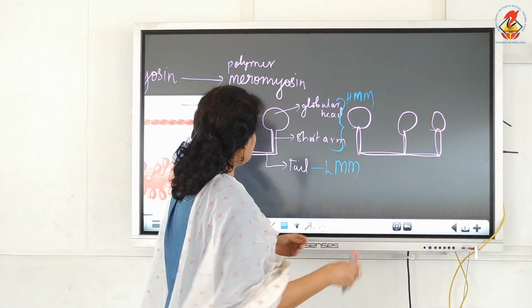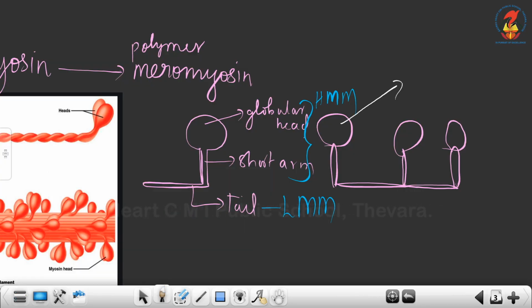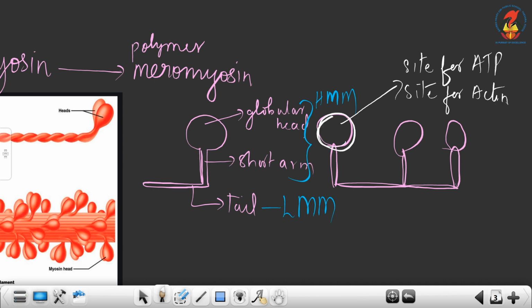And here importantly, the function of the globular head: it is a site for ATP to bind, and also a site for actin. So the role of this globular head is very, very important. Globular head is also known as ATPase. It serves as site for ATP and also site for actin.